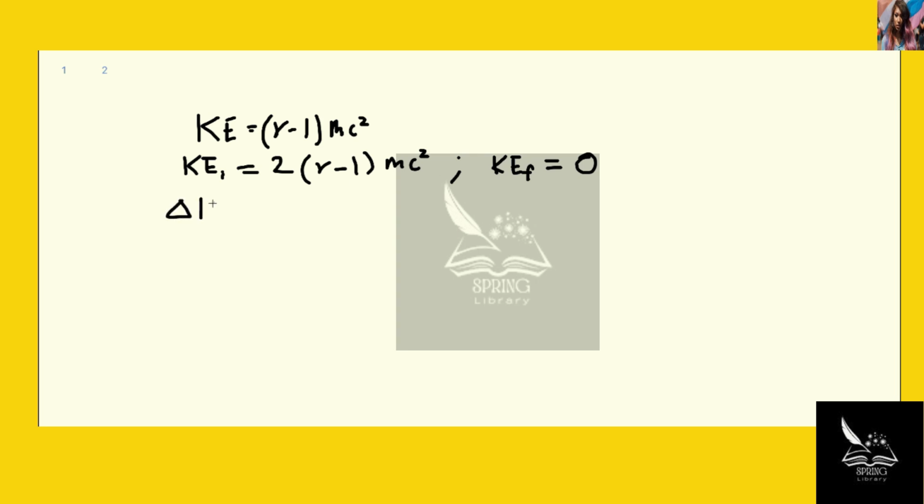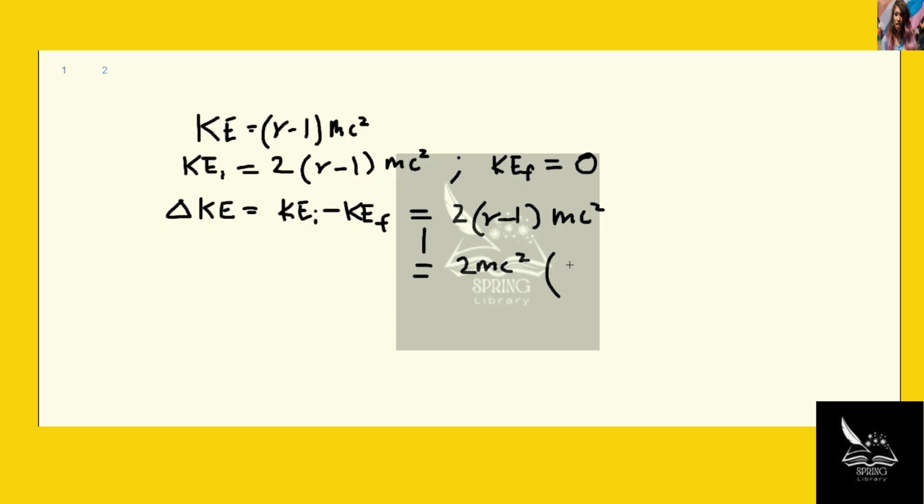And so the change in kinetic energy should be equal to the initial kinetic energy minus the final kinetic energy, which is just 2 times gamma minus 1 times mc squared. And so writing out gamma, you have 2 mc squared times 1 over square root of 1 minus v squared over c squared, minus 1. And that's your answer.